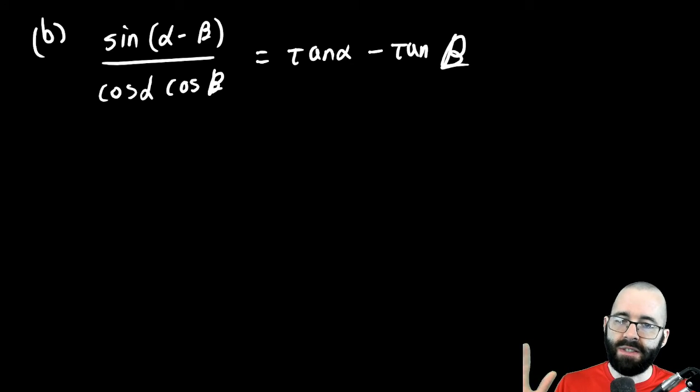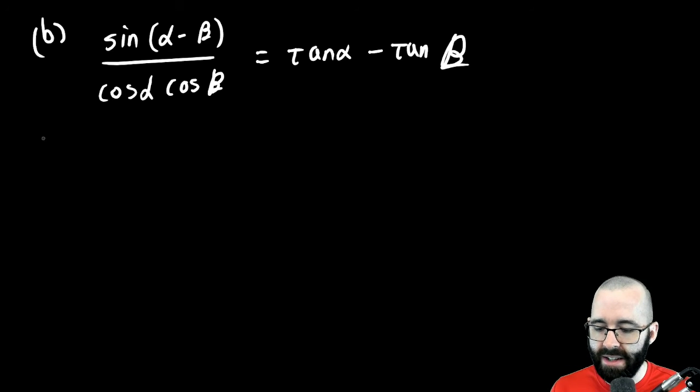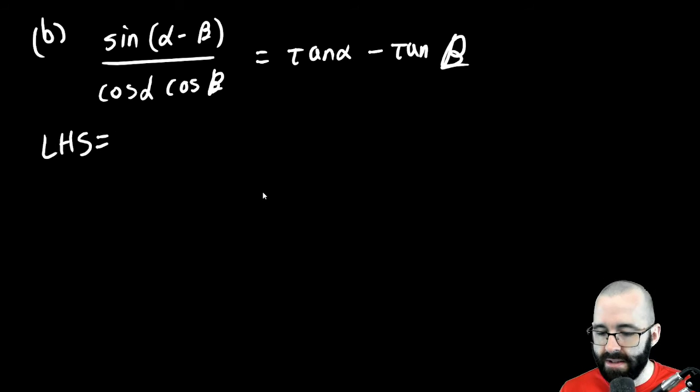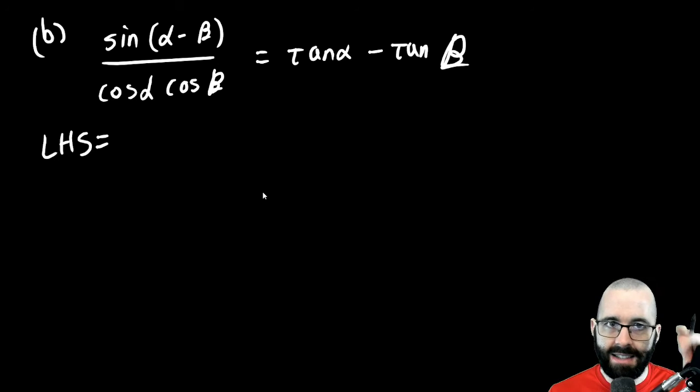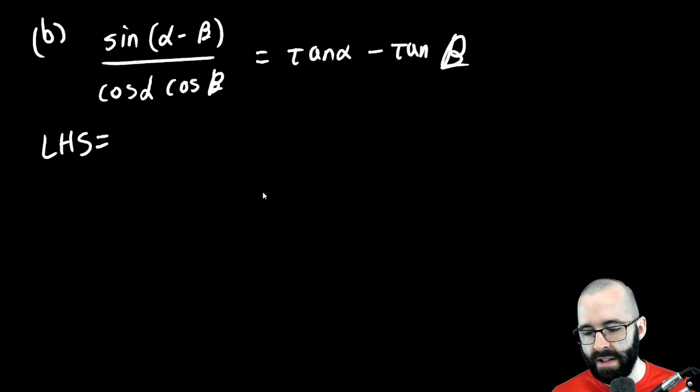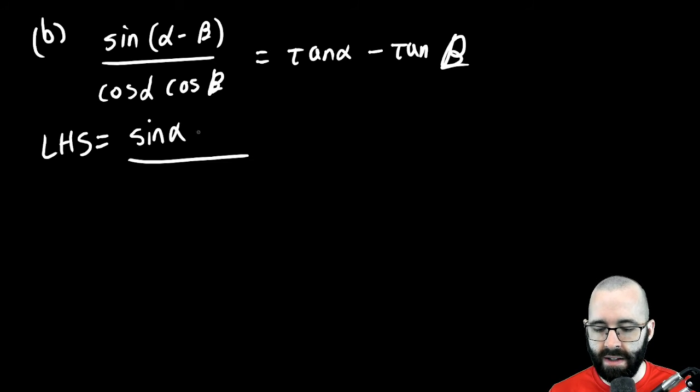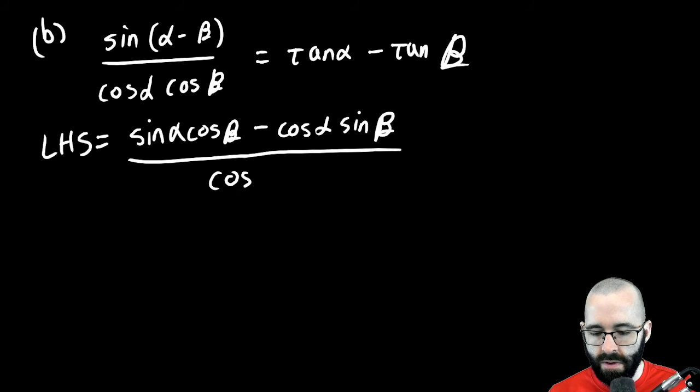But if we start with the messier side, we'd start with the left-hand side. But you can also start with the right-hand side. On all of these, just some of them are harder if you start with the easier side. So what's the sine of alpha minus beta? Use the formula again. Sine alpha cosine beta minus cosine alpha sine beta over the denominator.